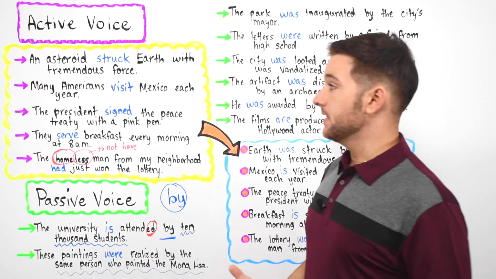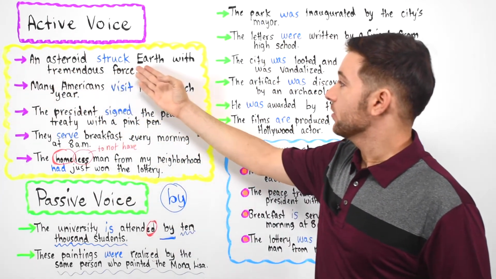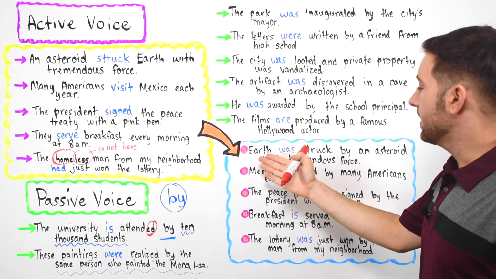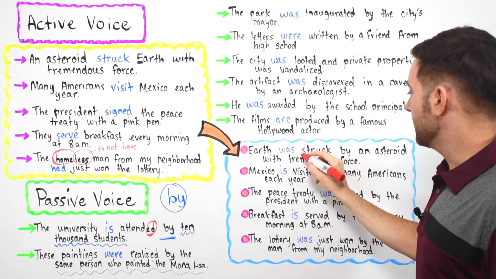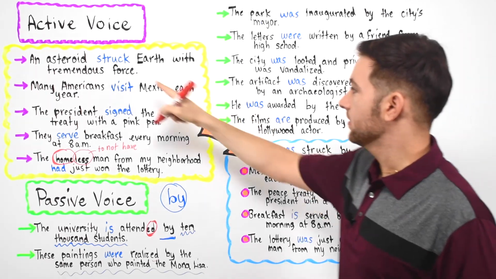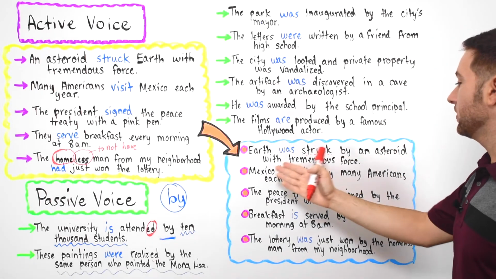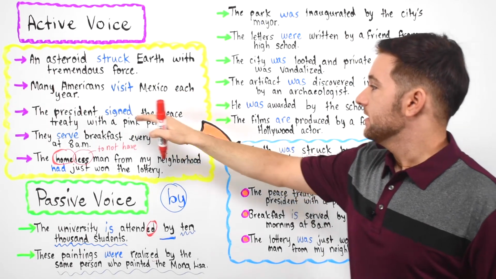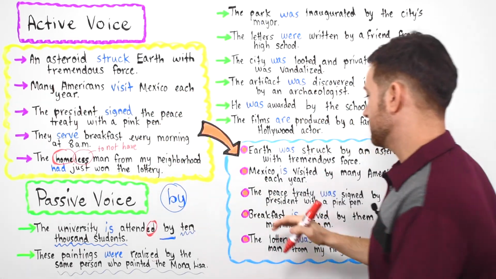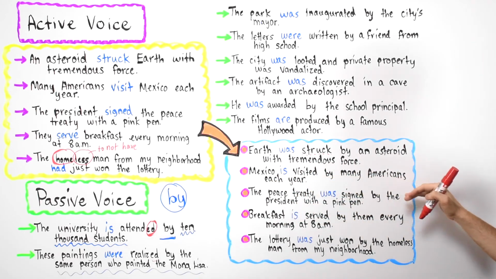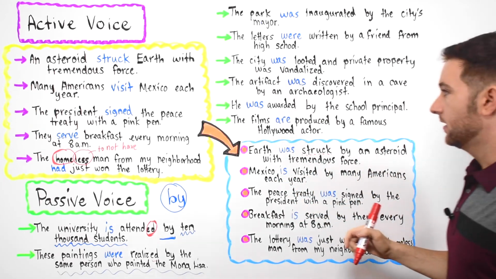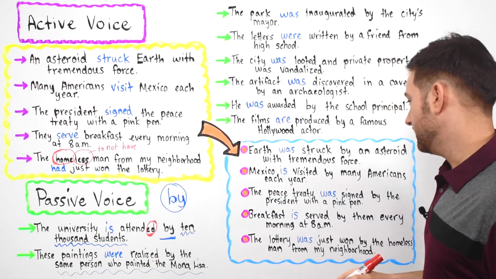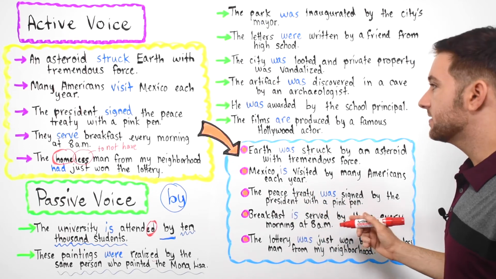So, to begin, we have: an asteroid struck Earth with tremendous force. Okay, and in this example we have: Earth was struck. We actually have that same verb here, struck and struck, by an asteroid with tremendous force. Many Americans visit Mexico each year. Okay, becomes: Mexico is visited by many Americans each year. And then we have: the president signed the peace treaty with a pink pen. Okay, which becomes: the peace treaty was signed.